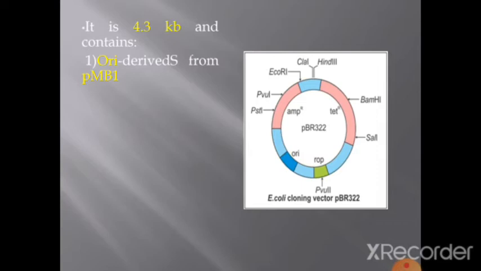Then it contains the ORI, origin of replication, which is derived from pMB1. Then second, it has a tetracycline resistance gene. You can make out here in the diagram the tetracycline resistance gene, the almost pink colored structure. This is derived from pSC101.